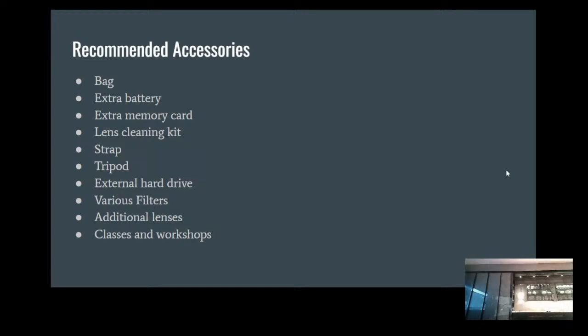A strap is a great option. If you don't like the strap that came in the box, they make and sell more comfortable or maybe more appropriate straps for you or your body type, so look into those. Tripod, great for stabilization if you need it. Get that external hard drive if you don't like cloud-based solutions for saving your images. Filters are great too. That's your way of changing the perspective, or changing color or combating light. Additional lenses, which we'll talk about next week. And then go to classes and workshops.